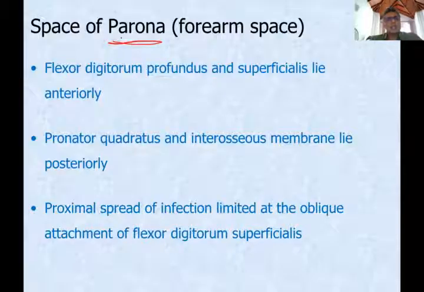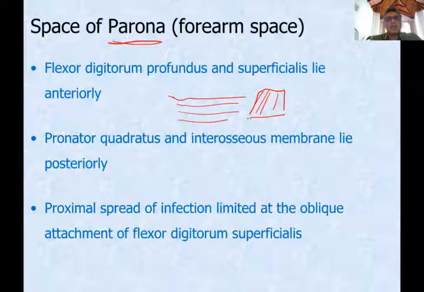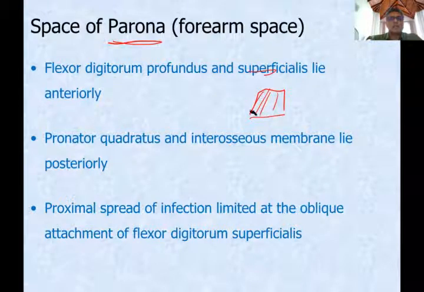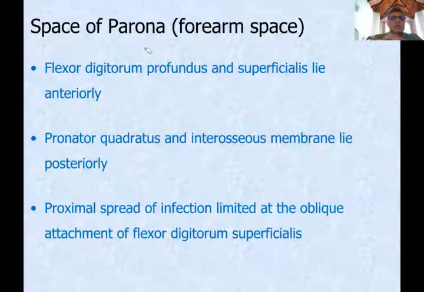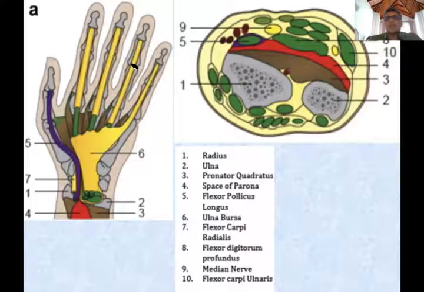Deep to the space lies the pronator quadratus muscle, if you remember, and the interosseous membrane between the radius and ulna. And superficial to the space lie the flexor digitorum profundus and superficialis muscles. So between these two, you get the space, and this is where the space is. This red area is the space of Parona. This is pronator quadratus. These are flexor digitorum profundus and superficialis muscles.